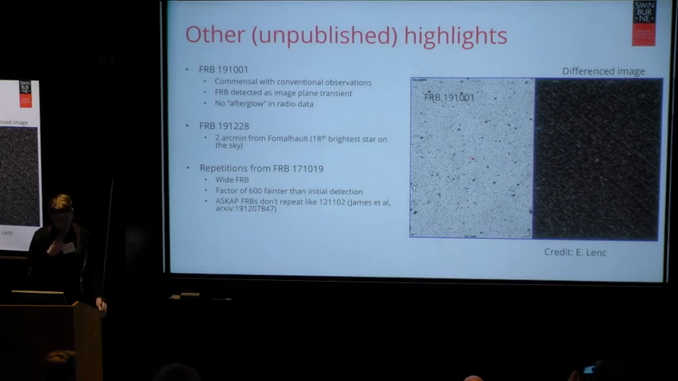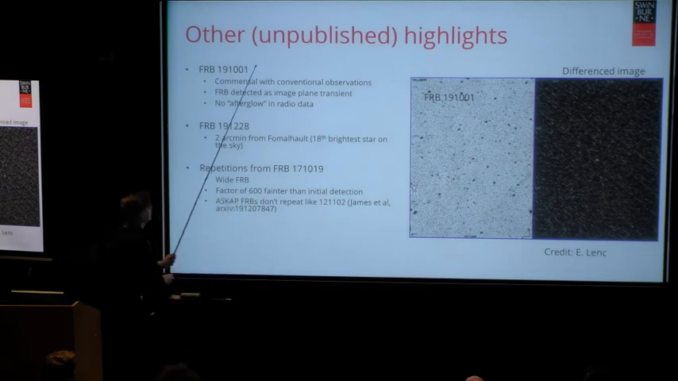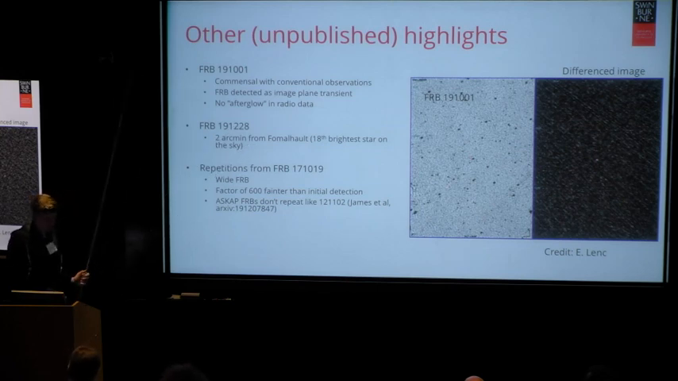But before I wrap up, there's a few other things that we could talk about. This one here was detected as an image plane transient as well. That's what it looks like in the image plane in a 10-second image. This FRB here was 2 arc minutes from Fomalhaut, and also we've detected repetitions from this pulsar, but that's published.